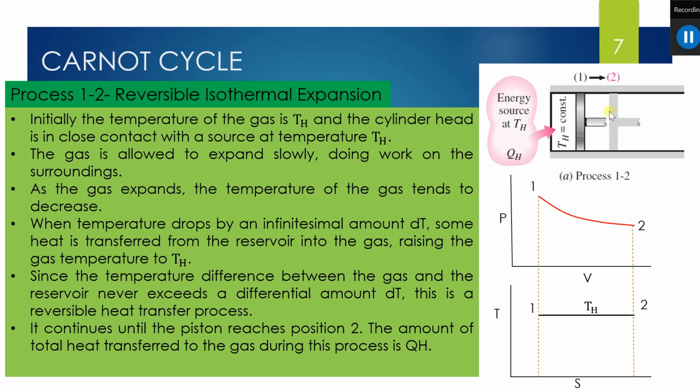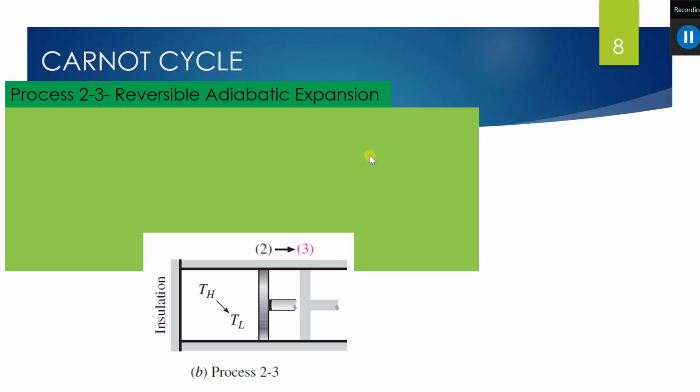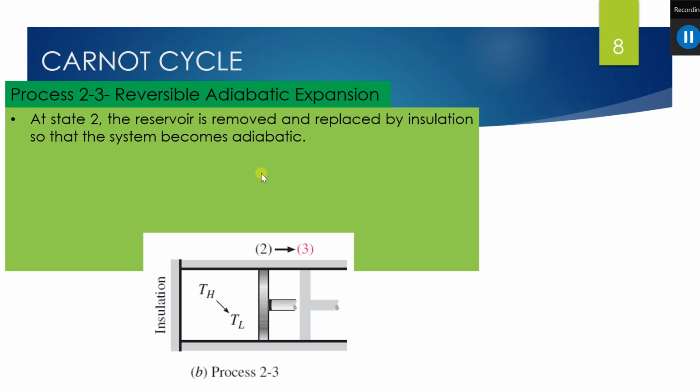The process 2 to 3 is known as the reversible adiabatic expansion process. In this process, at stage 2, the reservoir is removed and replaced by an insulation. That means the cylinder is completely insulated, because of that there is no heat transfer into or out of the system.